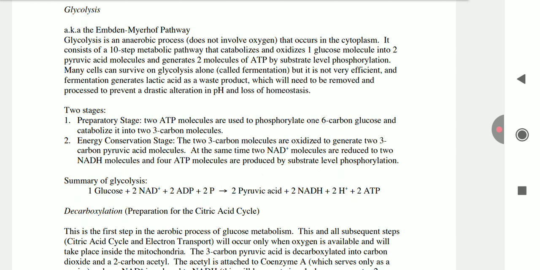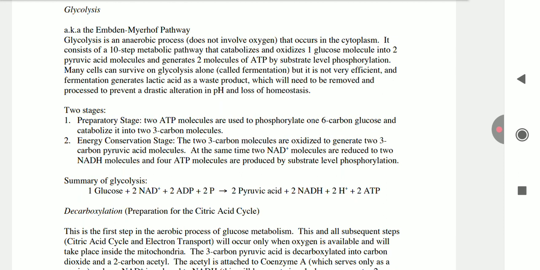Two stages. First, the preparatory stage: two ATP molecules are used to phosphorylate the 6 carbon glucose and catabolize it into 3 carbon molecules. Second, the energy conservation stage: the two 3 carbon molecules are oxidized to generate 2 three-carbon pyruvic acid molecules. At the same time, two NAD positive molecules are reduced to NADH and 4 ATP molecules are produced by substrate level phosphorylation. Summary of glycolysis: 1 glucose plus 2 NAD positive plus 2 ADP plus 2 Pi will give 2 pyruvic acid plus 2 NADH plus 2 H positive plus 2 ATP.